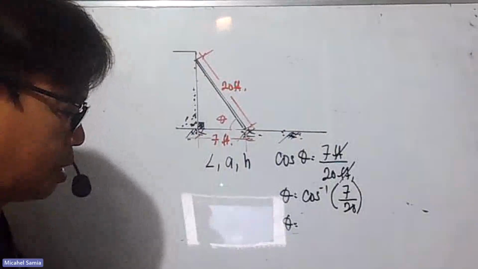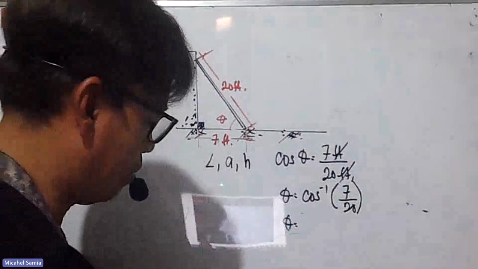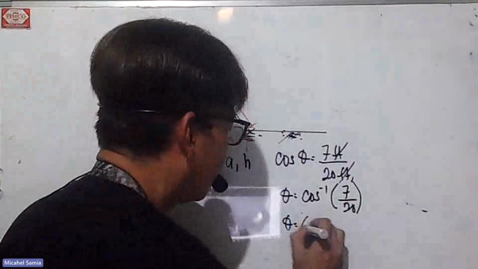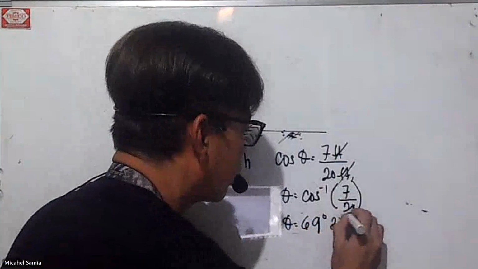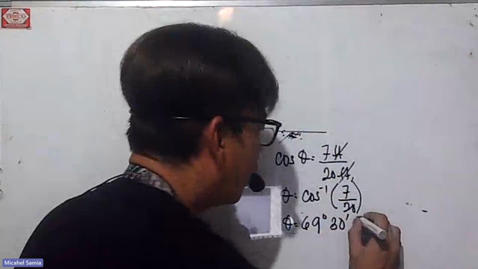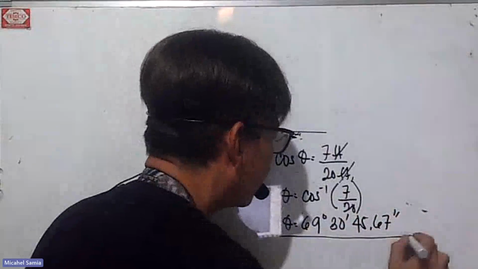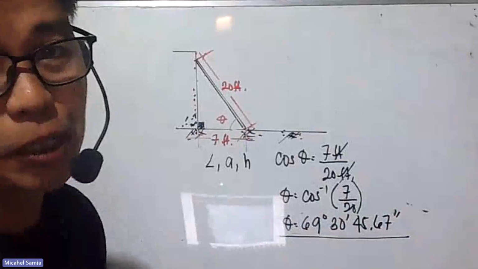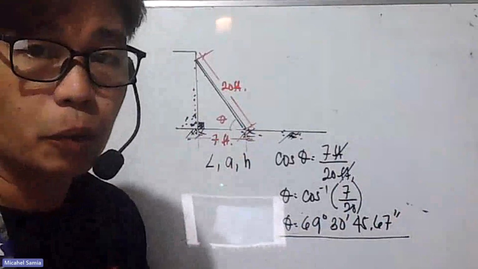Close equals and degree. Okay, so the angle now is 69 degrees, 30 minutes, and 45.67 seconds. Okay, so that's the value of this angle here. The angle the ladder makes with the ground.